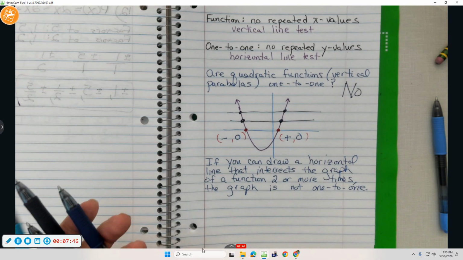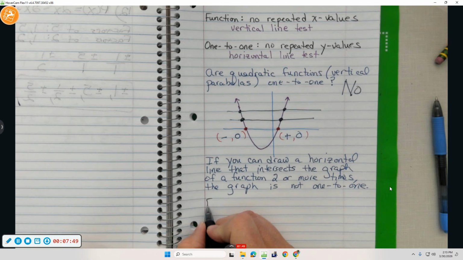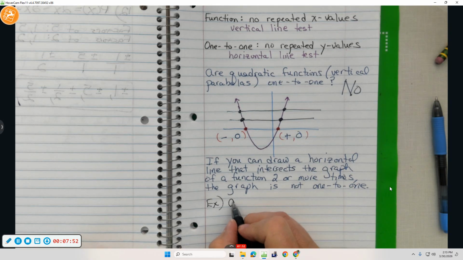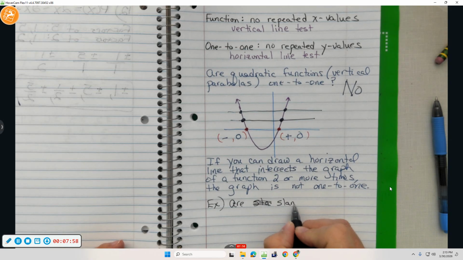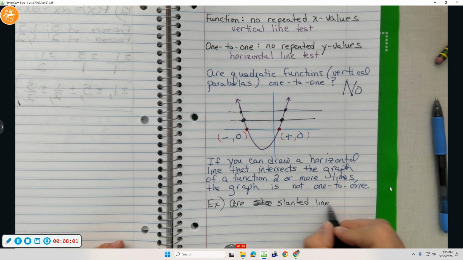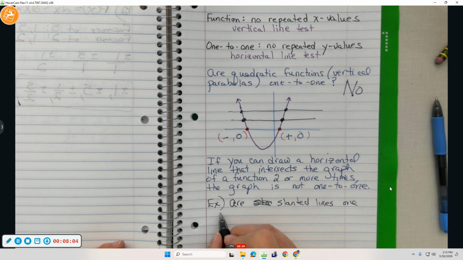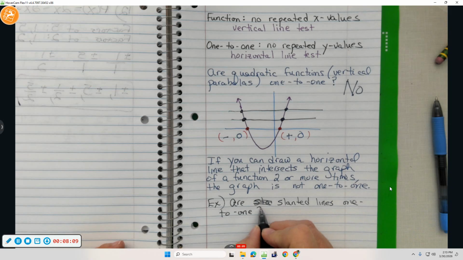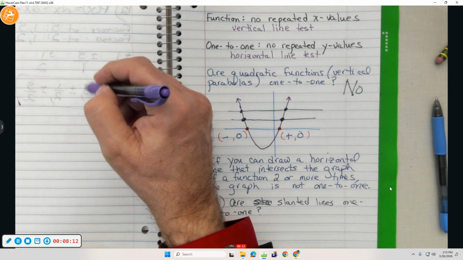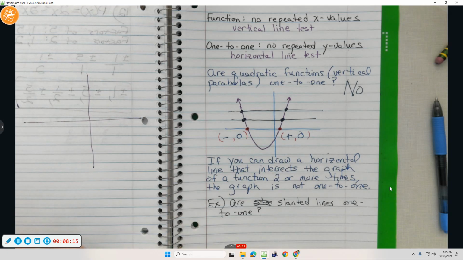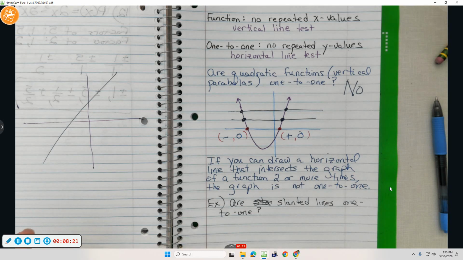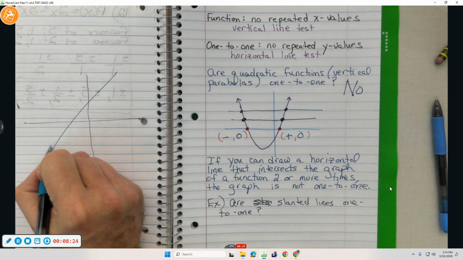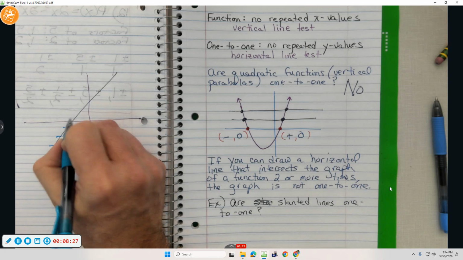So we've graphed something else real quickly. Here's one question. What about slanted lines? Are slanted lines 1 to 1? Just draw any slanted line. I'm just going to draw a generic slanted line right here. Are slanted lines 1 to 1? If we started drawing horizontal lines, how many times are they going to hit it?